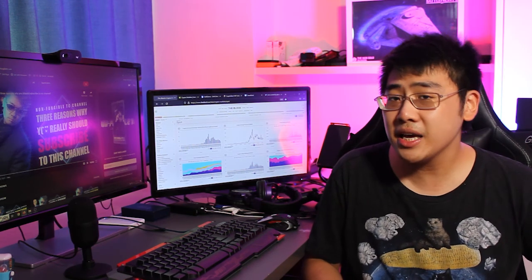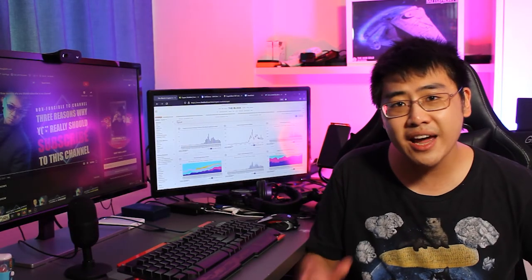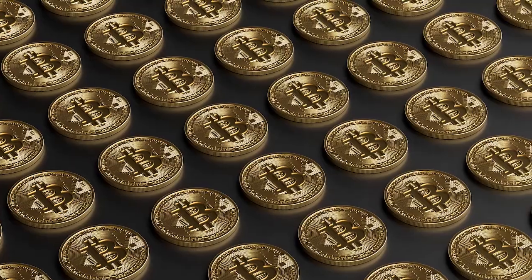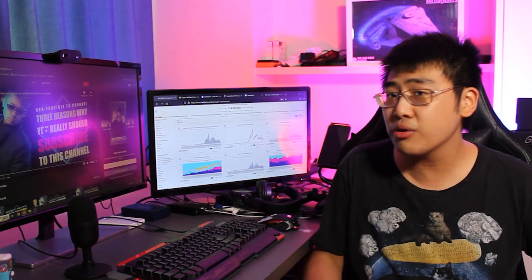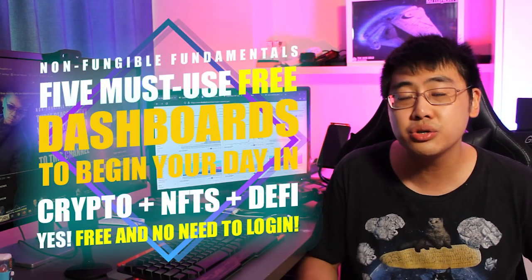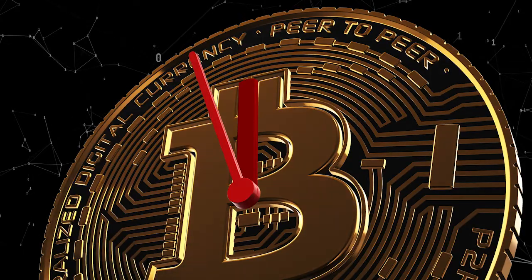The Web3 space is kind of like uncharted water if you do not know where to find your information. Every day, things happen so quickly in the crypto space, in the NFT space, in the DeFi space. So today I'm going to show you 5 free dashboards that you can use to help you navigate in these uncharted waters of Web3 and to really make timely decisions.